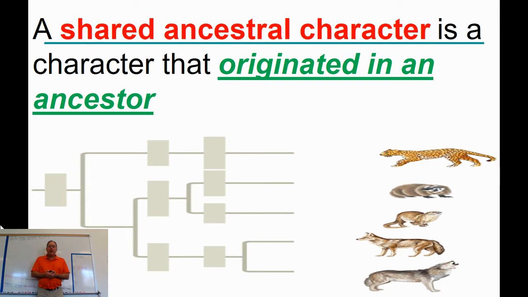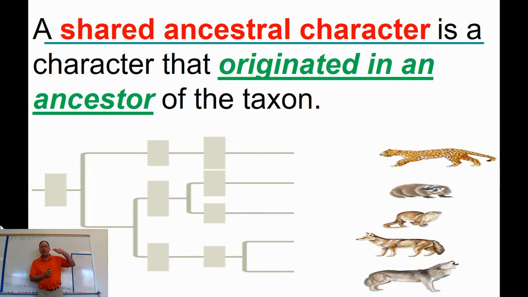Well, a shared ancestral characteristic is one that originated in an ancestor of the taxon. So way over there on the far left side of this phylogenetic tree, you could say that common ancestor for all these guys over there on the right must have had 2 eyes, or a vertebral column, or legs. Pretty basic stuff, right? That's an ancestral character that the ancestor had that now they all have as they've come through time.